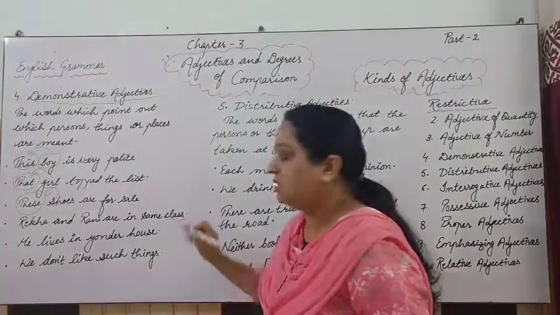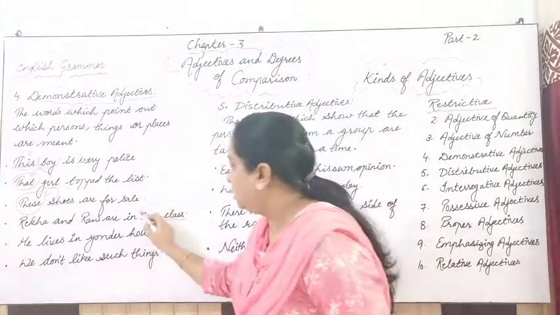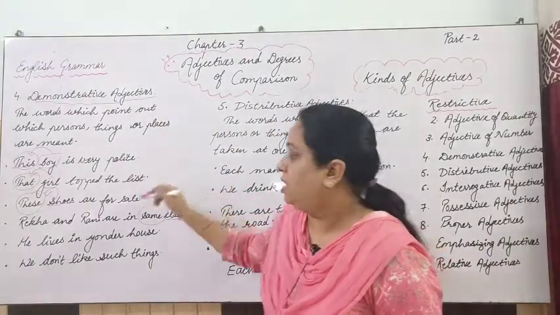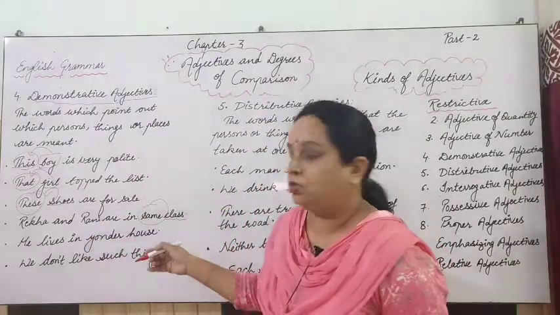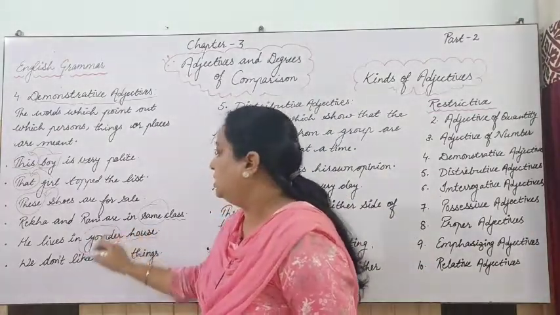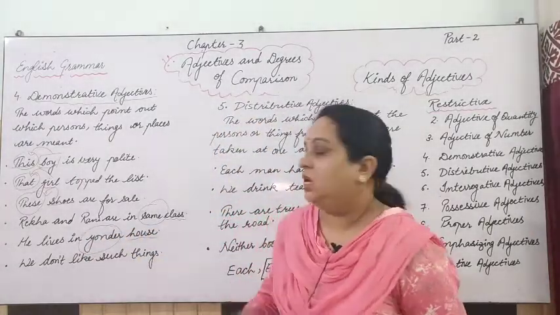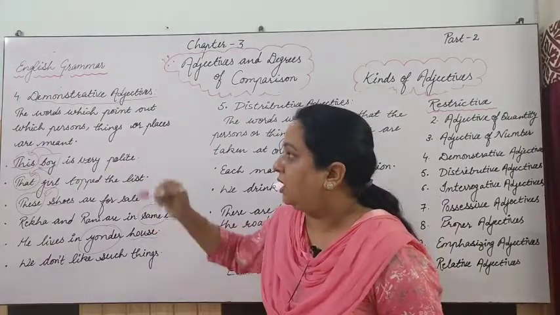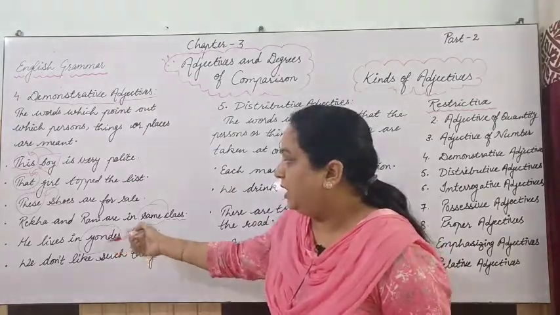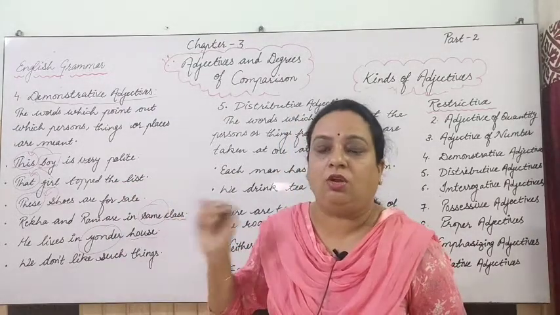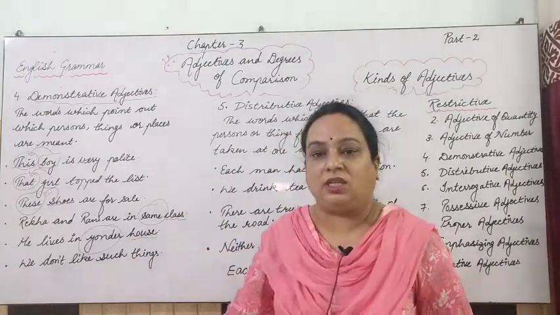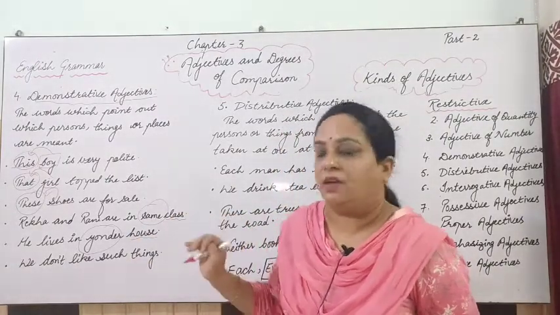Rekha and Rani are in the same class. So here class is what? Noun, and the word same is telling us it is a demonstrative adjective. He lives in yonder house. So house is what? Noun, and the word yonder is telling us the quality, and this is like that, a demonstrative adjective. So please remember the words like this, that, these, those, along with that three more words you have to learn: same, yonder and such. So in total we have 7 here.